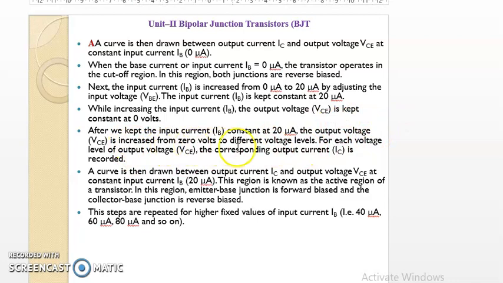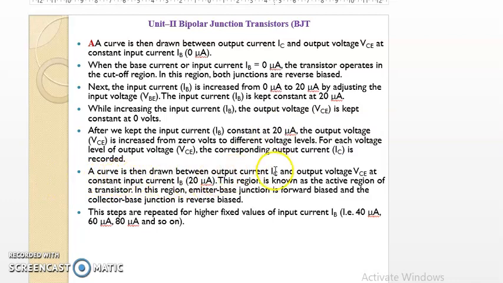VCE is increased from 0 volt to different voltage levels. For each voltage level, the output voltage VCE and the corresponding collector current are recorded. A curve is drawn between the output current IC and the output voltage VCE at a constant input current IB of 20 microampere. This region is known as the active region, and whenever IB was 0, what was the region? Cutoff region.